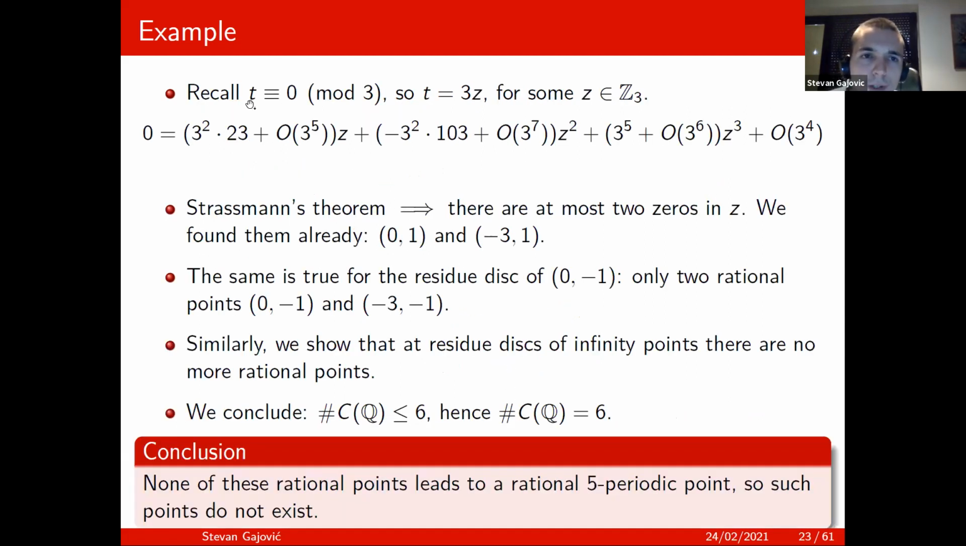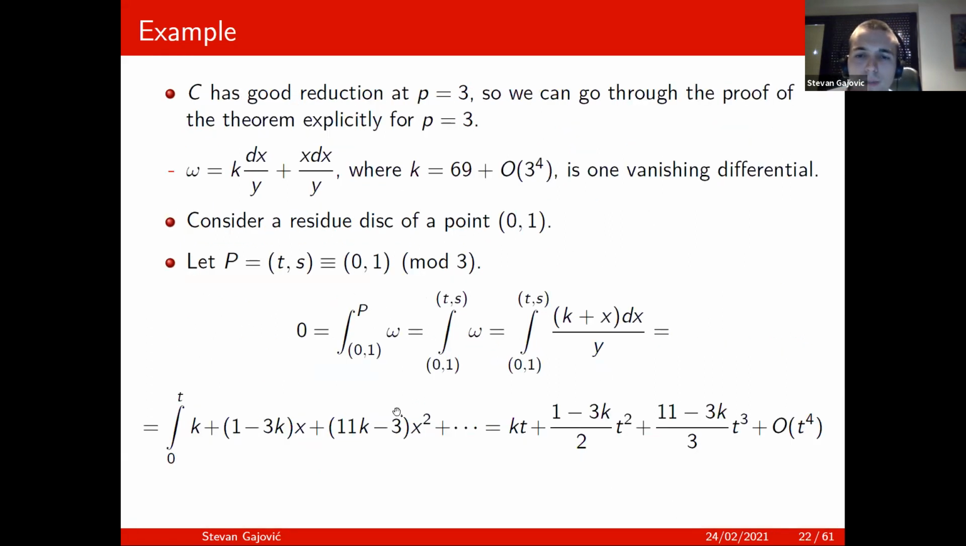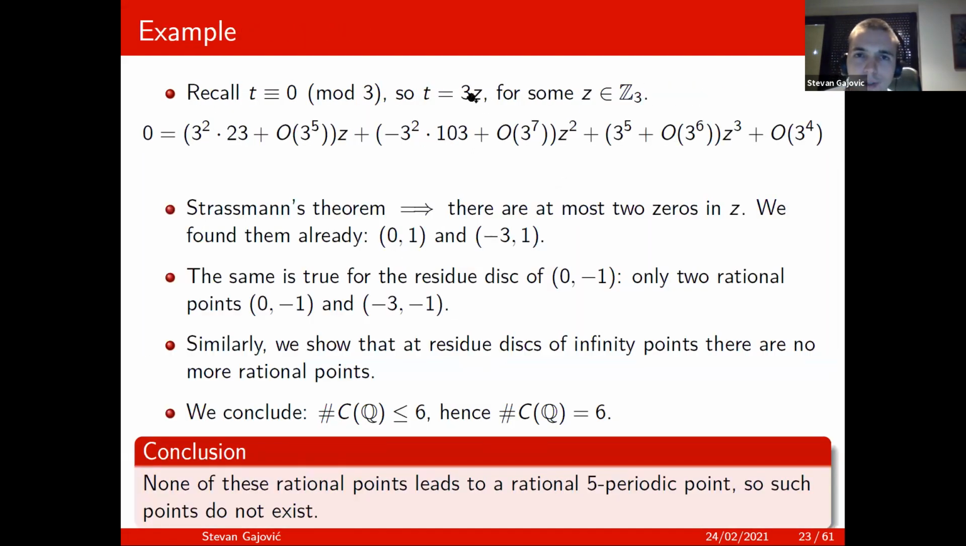And we recall that T is divisible by 3. So we can do a change of variables and rename T as 3 times Z, for some Z integral in Z_3. And then when we replace that K is 69 plus O(3^4), and T is 3Z, we get that 0 is equal to some power series in Z.